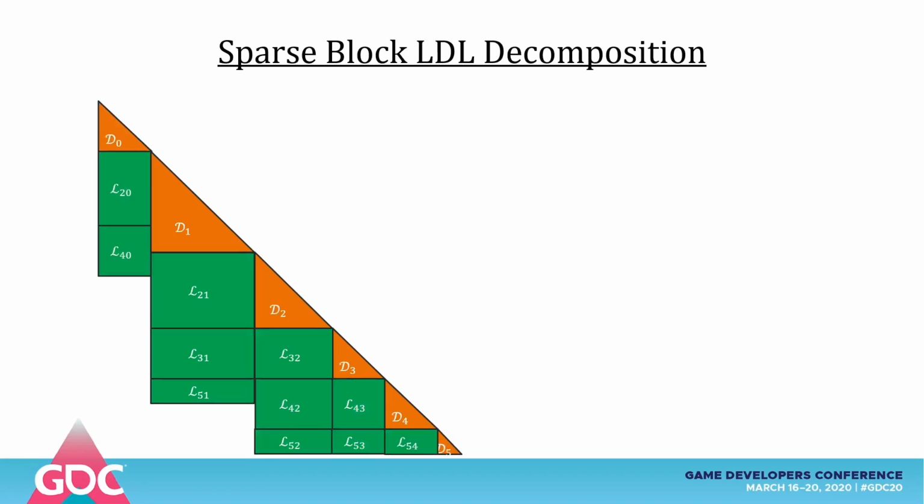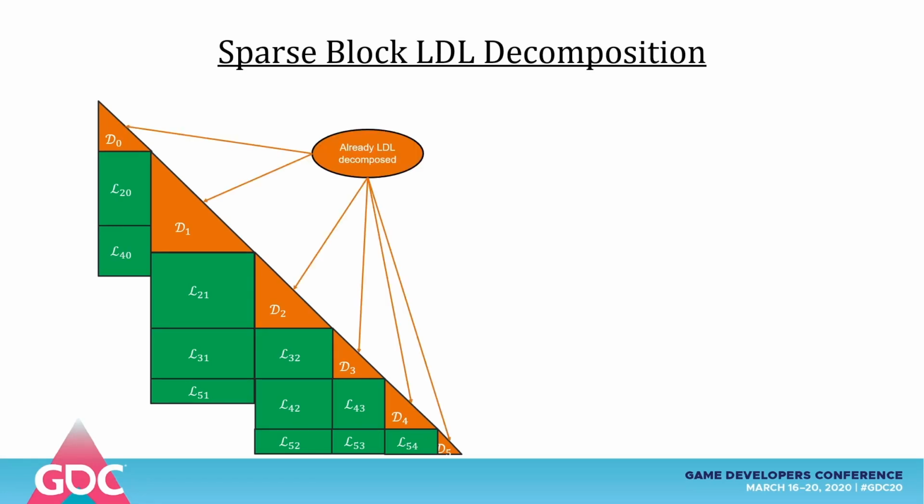After repeating this process on all the pivots, we are left with the block LDL decomposition, with the L matrices replacing the edge matrices and the D matrices replacing the node matrices. And these node matrices are already LDL decomposed, so it's easy to compute their inverse operator.